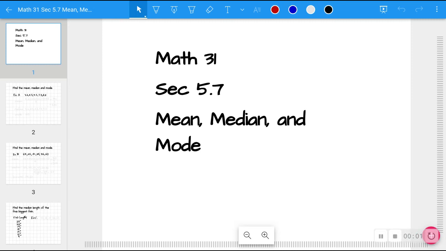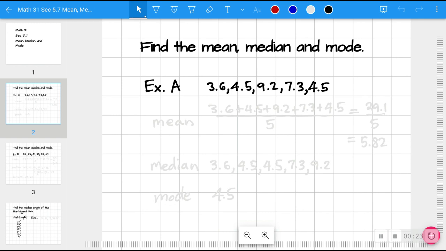Okay, welcome to the last section in Chapter 5, Section 5.7. In this section, we'll learn a little bit of information from statistics, namely a couple measures of central tendency. The first one, the mean, is also called the average, so you might be familiar with it already.